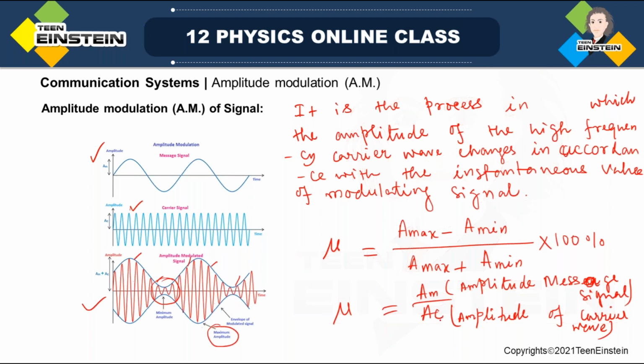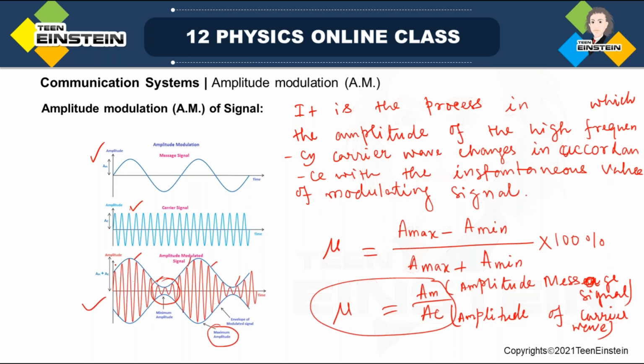Okay, so Am by Ac, we will sometimes be using this expression, and sometimes this expression. So this much we had discussed: what is amplitude modulation and what is modulation factor. Now today we'll go further in detail into this amplitude modulation. First of all, we'll derive an expression for the amplitude modulated wave.